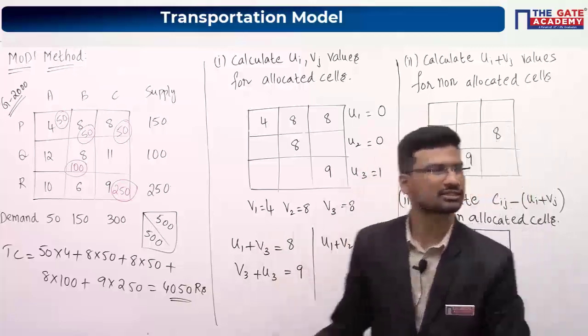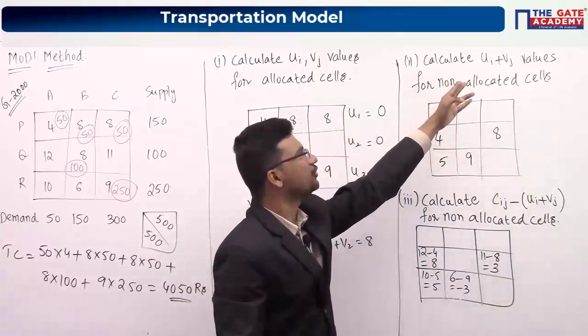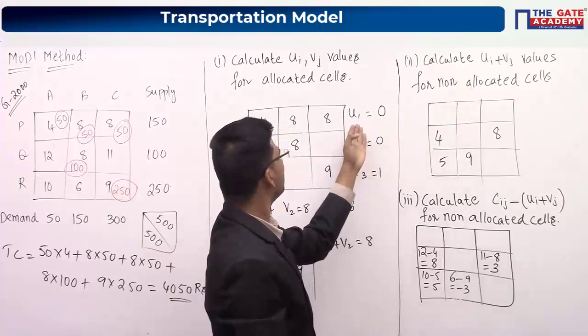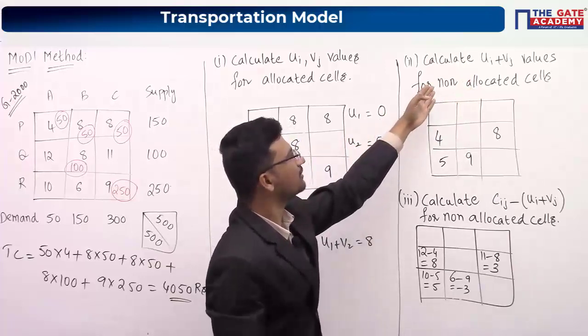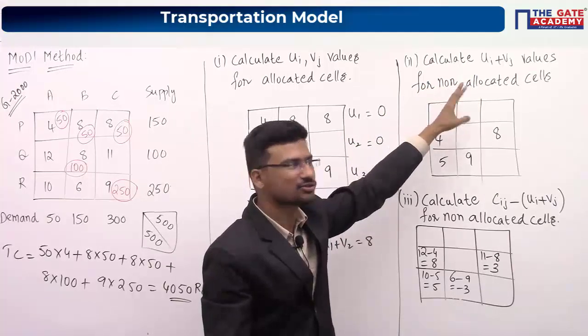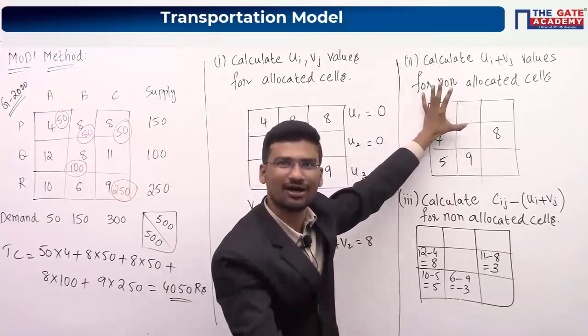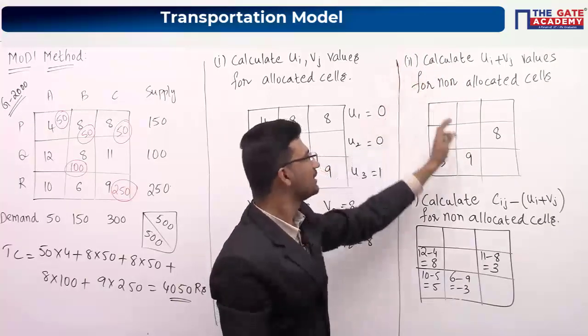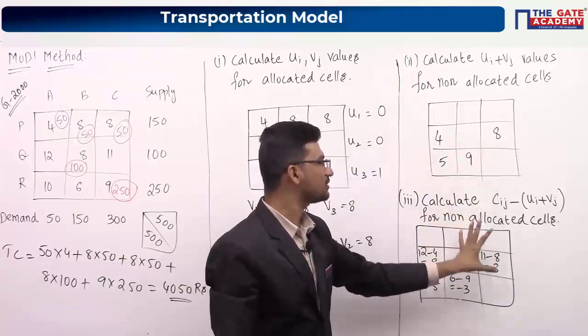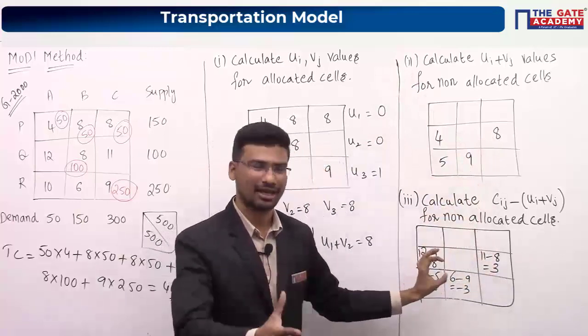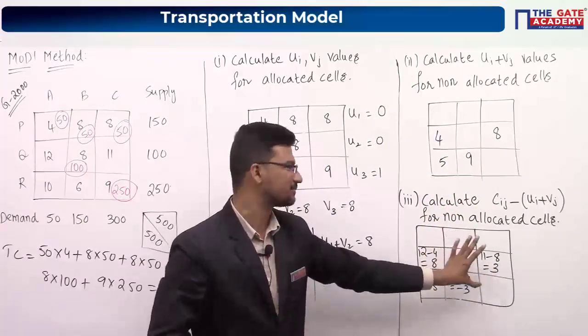Here also you can just go through this heading: Ui plus Vj. We calculated Ui, Vj values, and you have to calculate Ui plus Vj for non-allocated cells. Other than this, no other steps are required. It is self-explanatory. Here you need some points, that I agree, so I have given some points at this particular step.